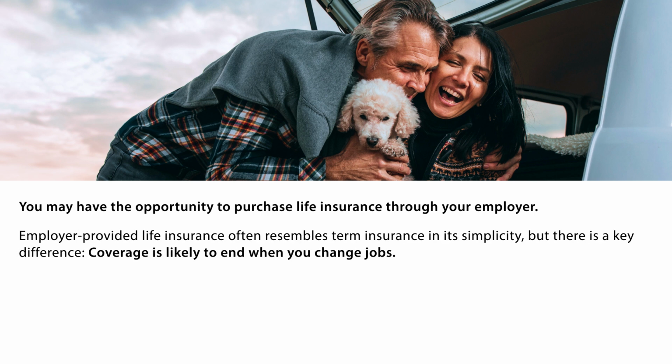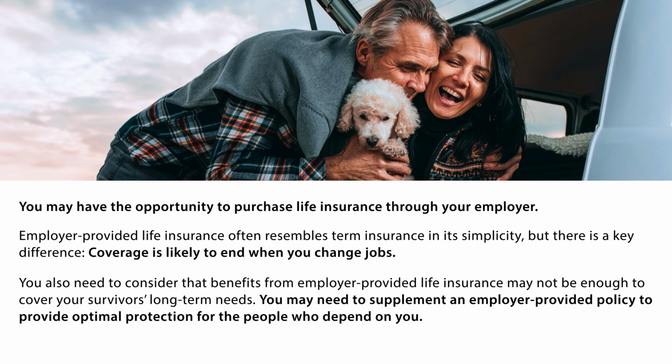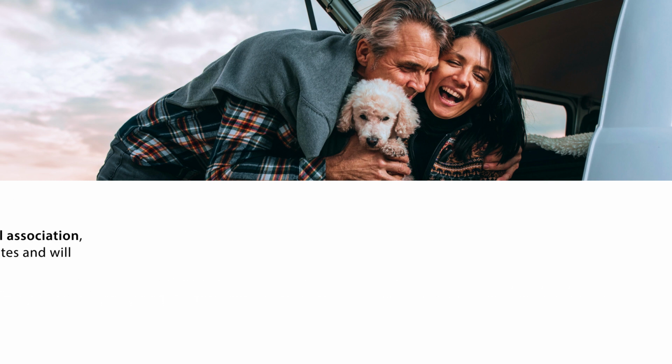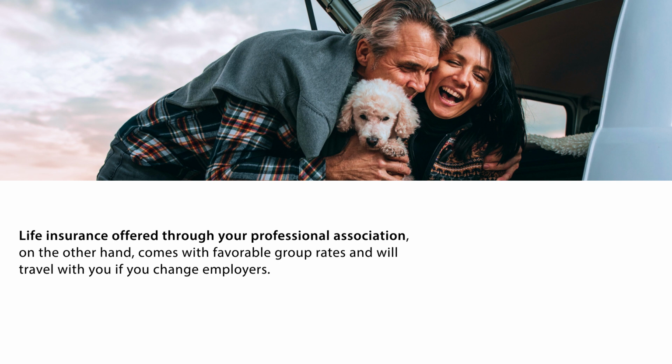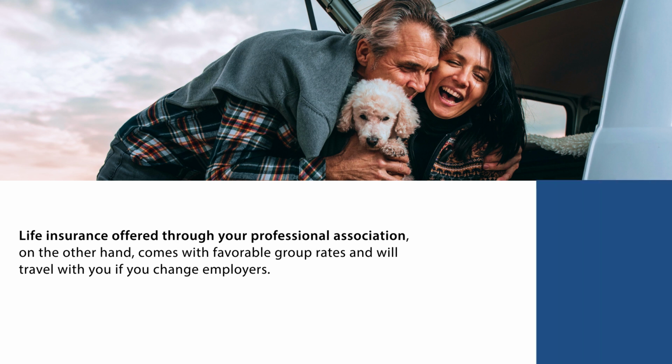You may have the opportunity to purchase life insurance through your employer. Employer-provided life insurance often resembles term insurance in its simplicity, but there is a key difference. Coverage is likely to end when you change jobs. You also need to consider that benefits from employer-provided life insurance may not be enough to cover your survivor's long-term needs. You may need to supplement an employer-provided policy to provide optimal protection for the people who depend on you. Life insurance offered through your professional association, on the other hand, comes with favorable group rates and will travel with you if you change employers.